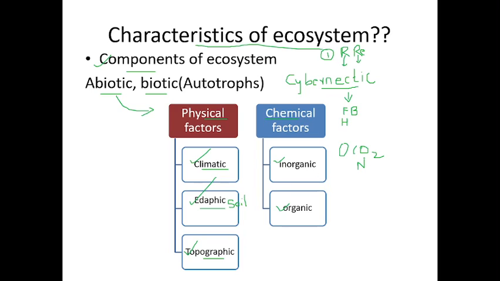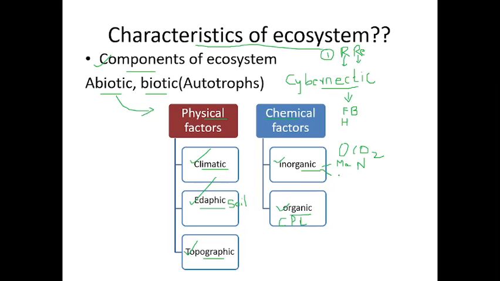Chemical factors can be classified into inorganic and organic. Inorganic includes mineral nutrients like mineral salts. For example, potassium nitrate, KOH (potassium hydroxide), NaOH all come under mineral salts or mineral nutrients, and they come under inorganic. What about organic? Carbohydrates, proteins, lipids all come under organic. These mineral nutrients can be divided into macro minerals and micro minerals.